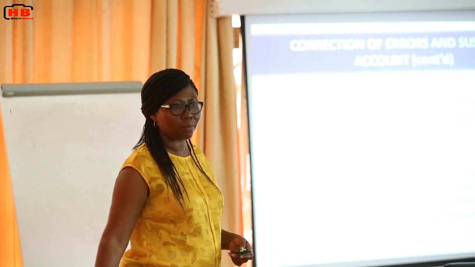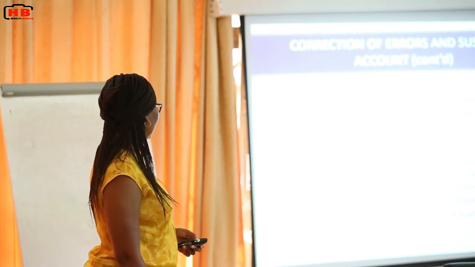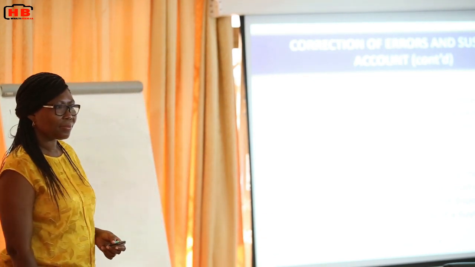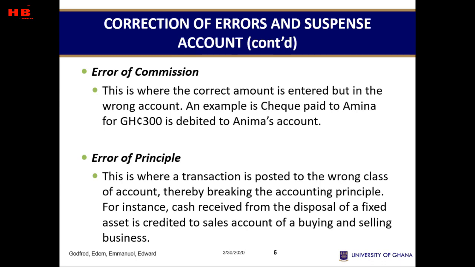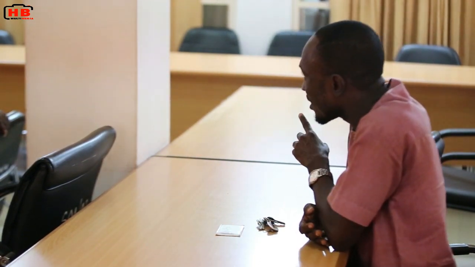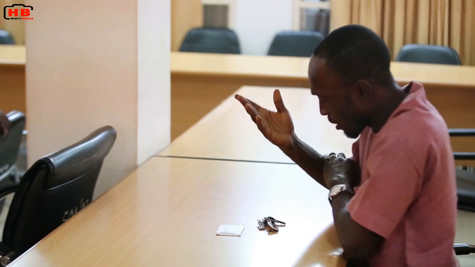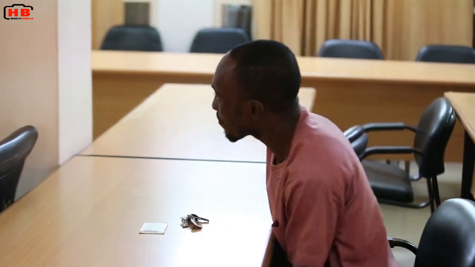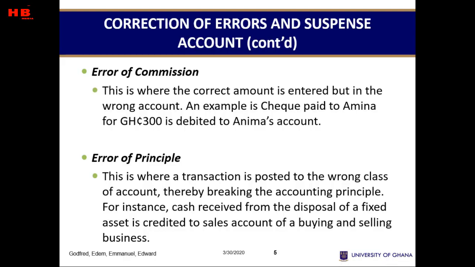So I wanted to cite one example with the error of principle, and that has to do with treating a capital expenditure item as a revenue expenditure. If you recall last semester, we looked at capital expenditure and revenue expenditure. So for example, if you purchase a motor vehicle with cash, the normal account to be debited should be the motor vehicle account, right? But if you mistakenly debit this to motor expense account instead of motor vehicle account, then you have treated a capital expenditure as what? Revenue expenditure. So that's one of the classical examples of the error of principle, when you treat a capital expenditure as a revenue expenditure and vice versa.